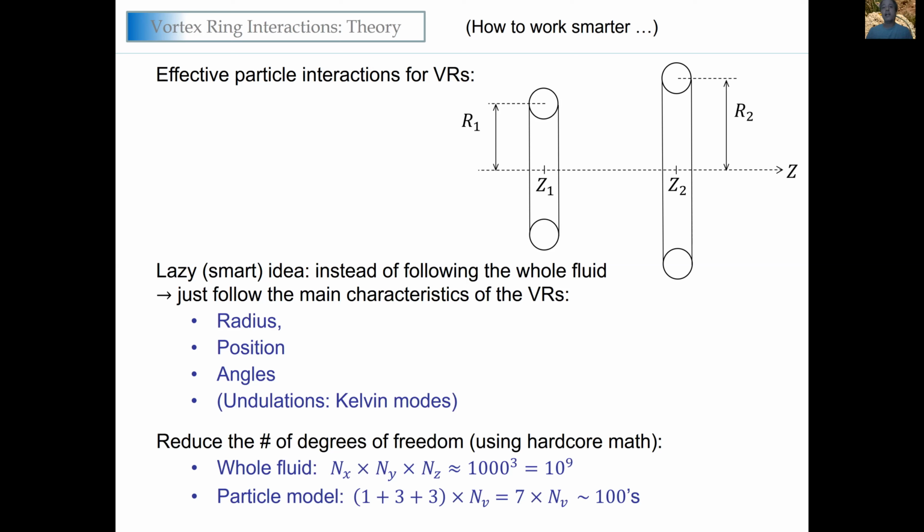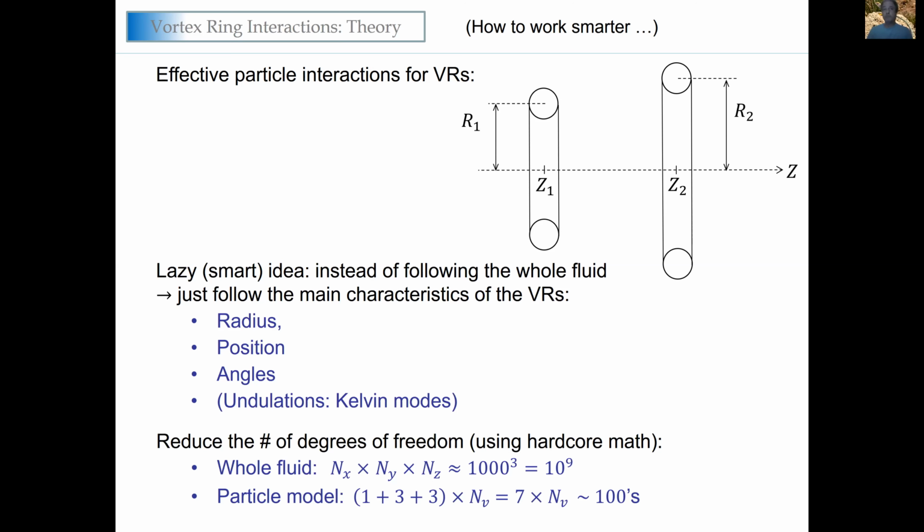Instead of doing that, I like to bring it down to just a very few equations where each particle, each ring will be just described by its position, its radius, and its angle. So you have very few degrees of freedom. Therefore, I will be able to change a very complicated system with 10 to the 9 discrete set of points to just hundreds of equations.